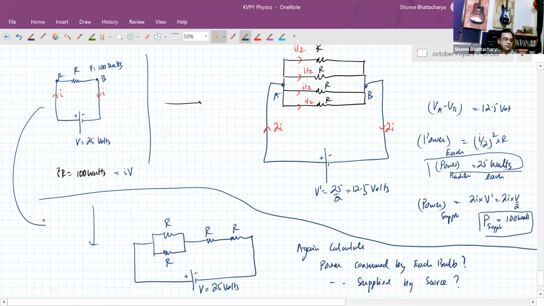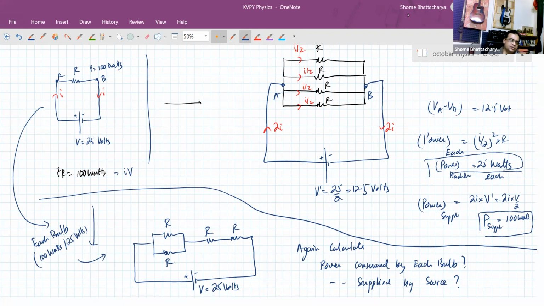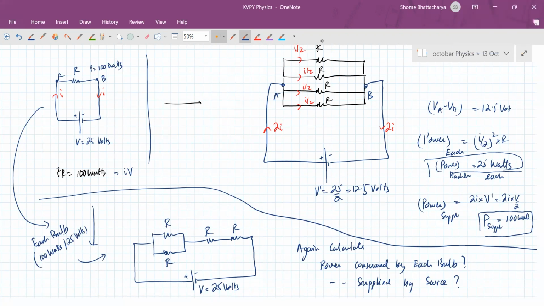Each bulb has that same rating, 100 watts slash 25 volts. But now we've connected them like this: 2 of them are connected in parallel, and that combination is connected with 2 other bulbs in series. And the whole thing is connected across a line having an ideal cell with EMF of 25 volts. So in this case, how much will each of the bulbs be consuming, and what is the total power supplied by the source?